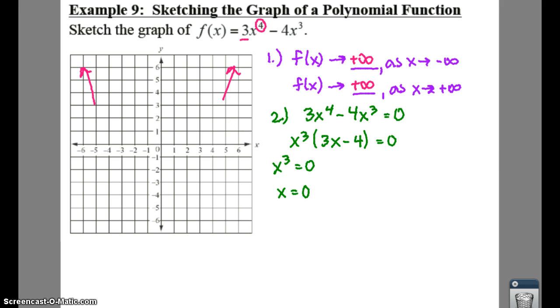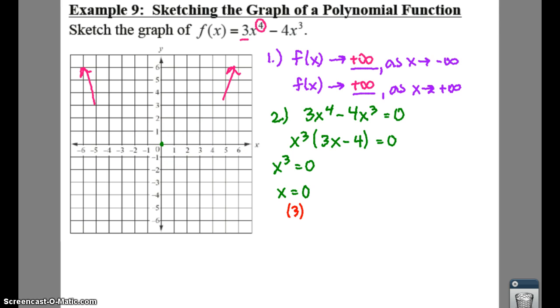In this case, you're going to have a multiplicity of 3 because we have an x^3. It doesn't mean you have 3x = 0, but in terms of multiplicities, it means your graph is actually going to go through the x-axis at x = 0. So it's going to intersect it somehow.